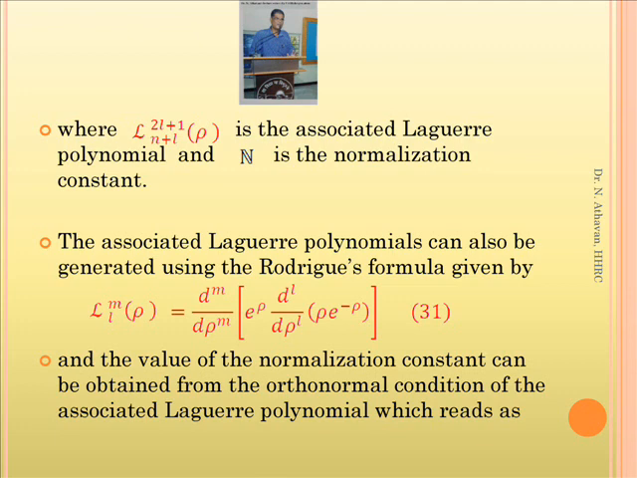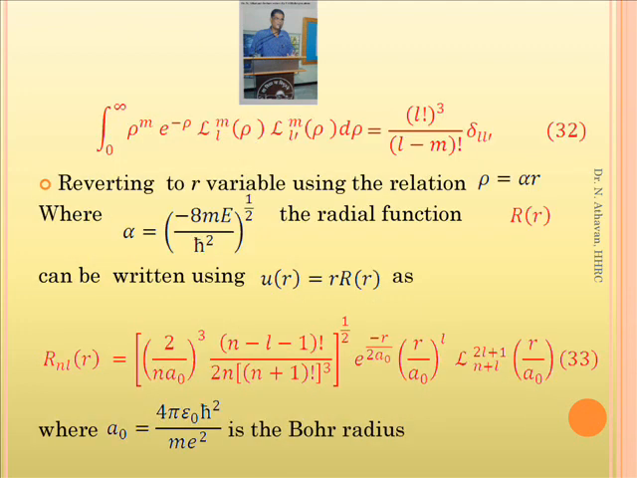Coming to the normalization constant, its value can be obtained from the orthonormal condition of the associated Laguerre polynomial, which reads as integral 0 to infinity rho m e power minus rho L m of rho L prime m prime of rho d rho equal to L factorial cube divided by L minus m factorial delta L L prime. This is the Kronecker delta. It has a value 1 when L is equal to L prime, otherwise it is 0.